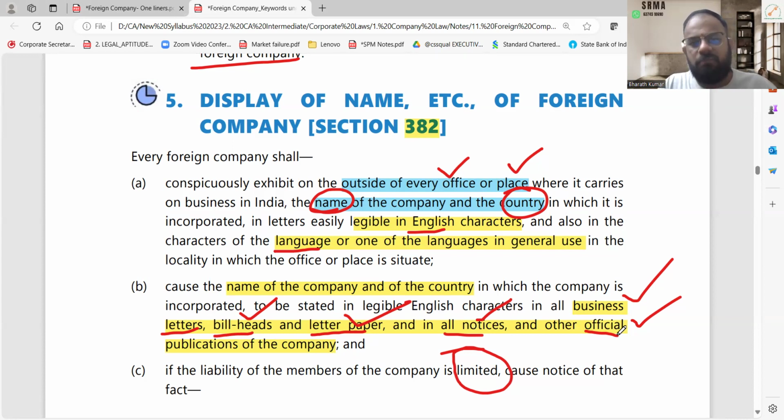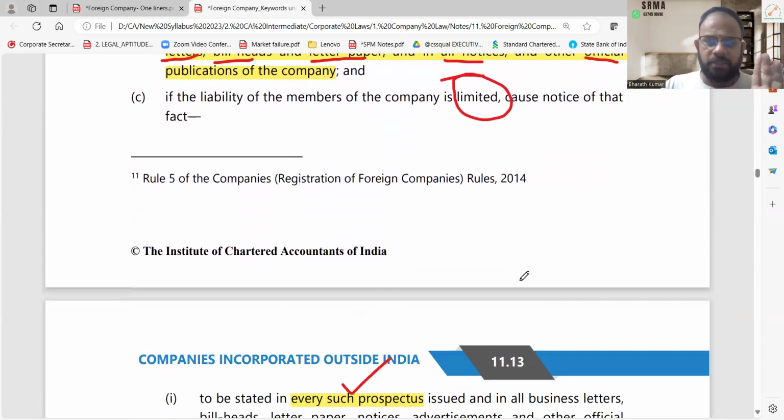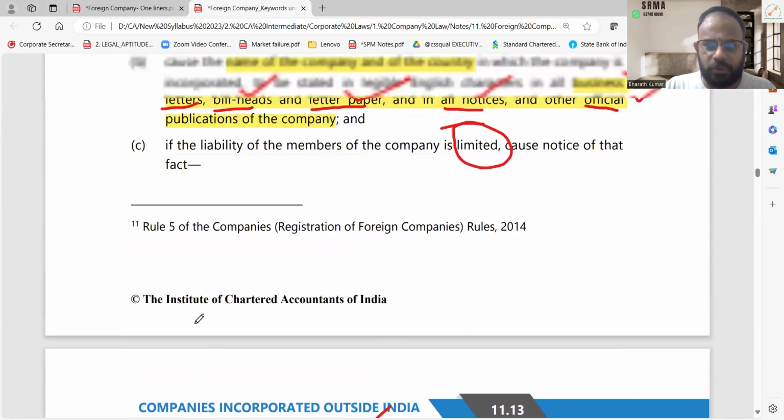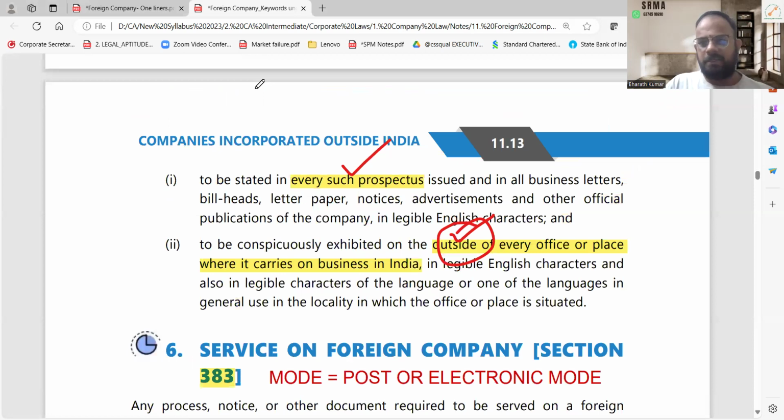Okay, outside the place of business, display the name of the company and the name of the country in which the company is incorporated, in English and other languages, and at all the other places. This is basic, which we would already have told in the previous chapters. If the liability of the company is limited, you must state it exclusively in the prospectus and the other places as well. Limited company or unlimited company, you should state. So here they will say Pte Limited and all, correct? So in a foreign company, if you see that word, limited, inform that also. That is all for the section.